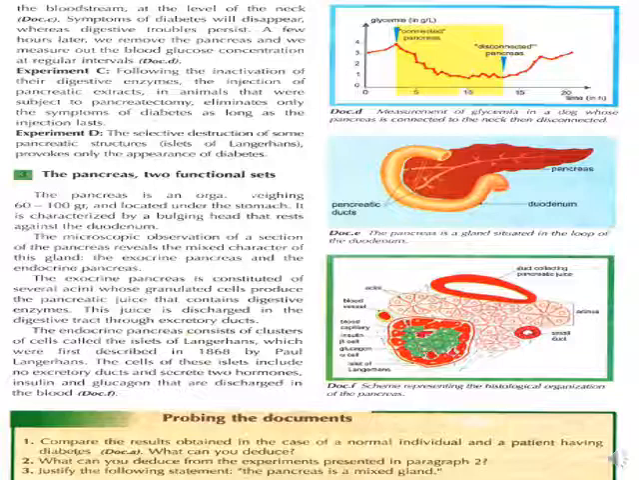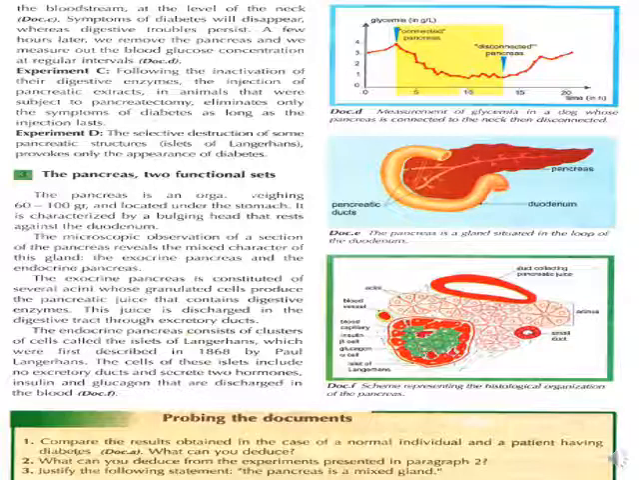Moving to the bloodstream here, this is the continuation of experiment B. At the level of the neck, the symptoms of diabetes disappear, whereas digestive troubles are present. A few hours later, we remove the pancreas and we measure the blood glucose concentration at different time intervals. Document D shows the measurements of glycemia in a dog whose pancreas is connected to the neck, then disconnected.